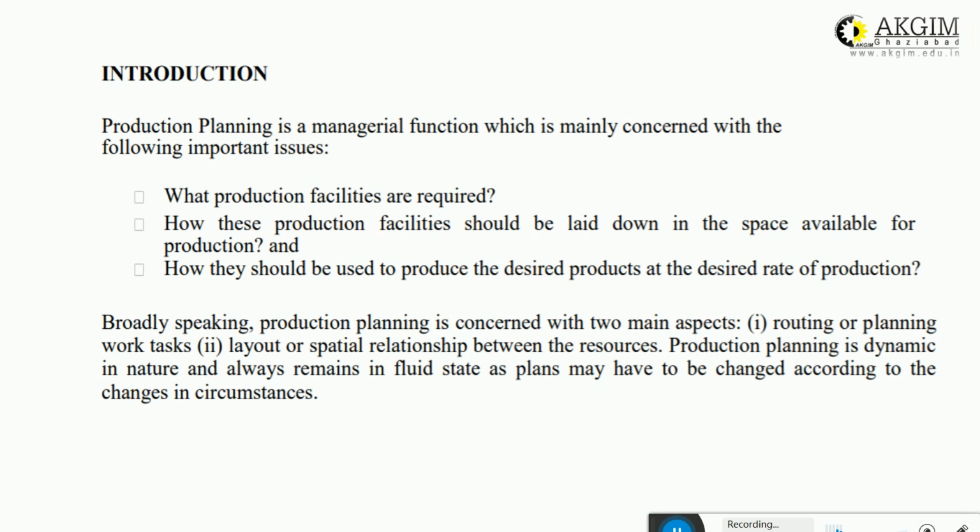So broadly speaking, production planning is concerned with two main aspects. Number one is routing or planning the task work, and second is the layout of spatial relationship between the resources, right? Without production planning, manufacturing facilities are unable to schedule their production process efficiently, which actually limits the entire production output. When mistakes are made during the planning process, the result is an inaccurate schedule, leading to late orders, internal check-offs, unhappy customers, and actually lost business.